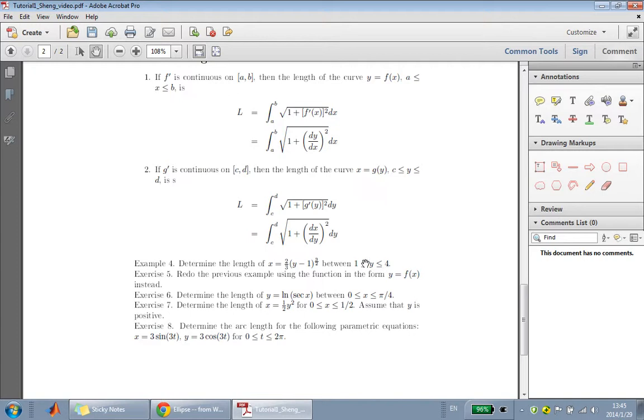But how about if in the question you are just given the domain of x? Let's say x is larger than or equal to 1 and smaller than or equal to 4. But you do the integration with respect to y, right? Then you need to do one more step to calculate the upper limit and lower limit for this integral.